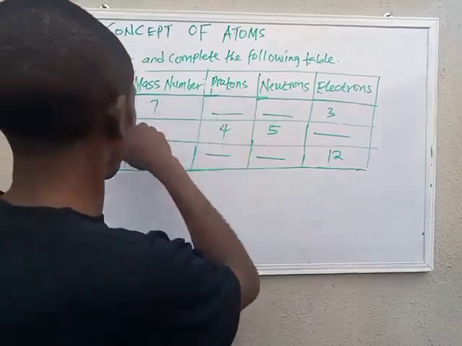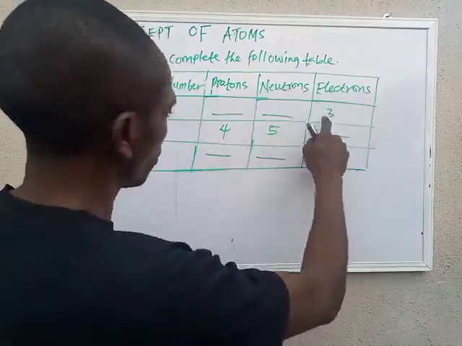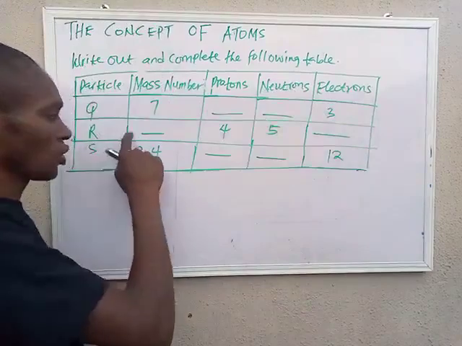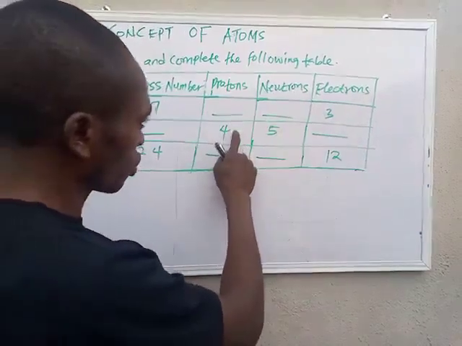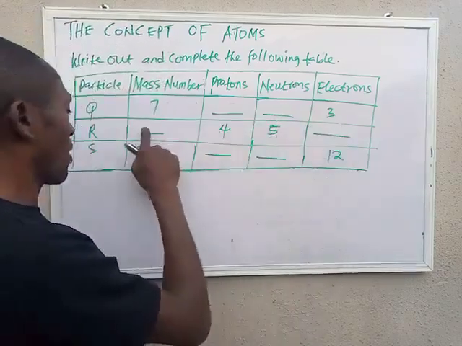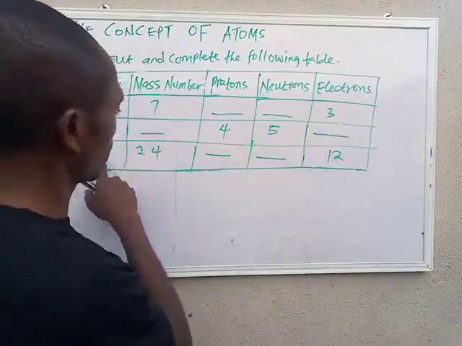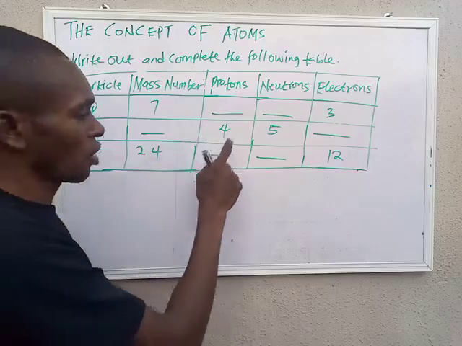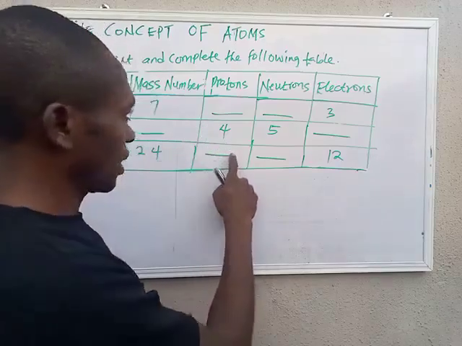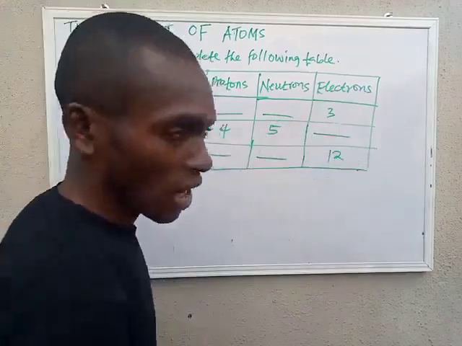Number of protons for Q not given. Number of neutrons for Q not given. Electrons 3. Now also the same thing with R. Protons given, neutrons given, electrons not given, mass number not given. We also have for S, the mass number given, number of protons not given, number of neutrons not given, number of electrons given as 12.